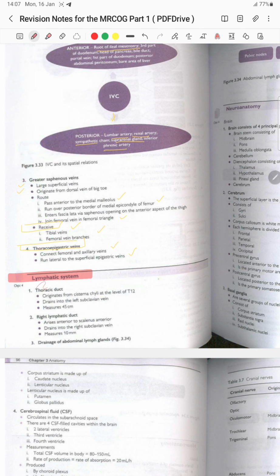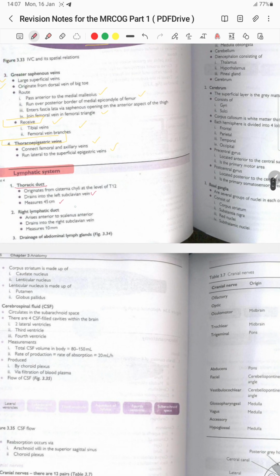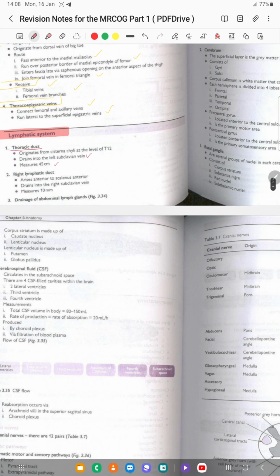Let's discuss the thoracic duct. It originates from the cisterna chyli at the level of T12, and it drains into the left subclavian vein, and it measures 45 centimeters. The right lymphatic duct arises anterior to the scalenus anterior, and it drains into the right subclavian vein, and it measures 10 millimeters.